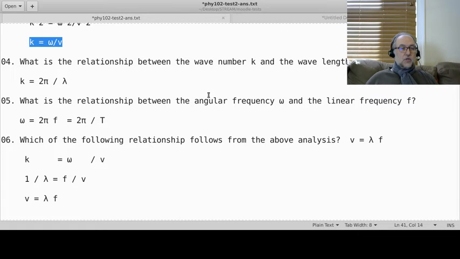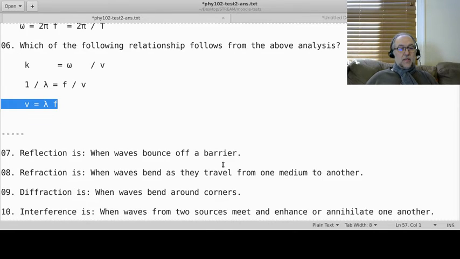So this relationship and that relationship are actually identical relationships. It's just that this one is in terms of the angular quantities k and omega, and this one is in terms of the linear quantities lambda and f. Of course, in a lot of equations, the angular quantities come up more often. But in the lab, you measure linear quantities. That's questions 1 through 6.